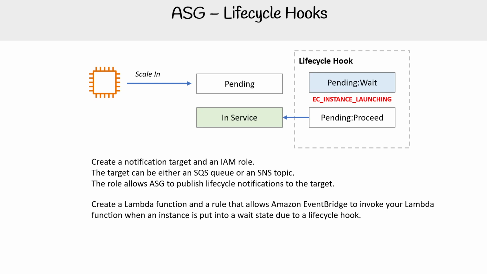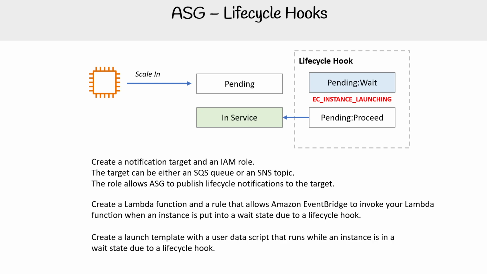Create a Lambda function and a rule that allows EventBridge to invoke your Lambda function when an instance is put into a wait state due to a lifecycle hook, or create a launch template with a user data script that runs while an instance is in a wait state due to a lifecycle hook. So you can perform the stuff on the instance or an external compute. So there you go.